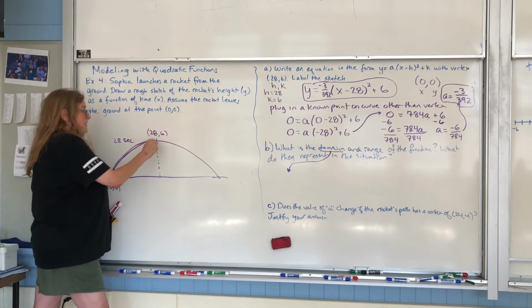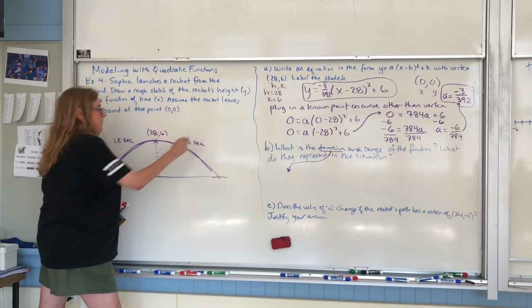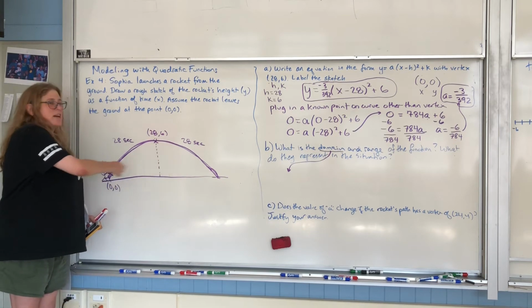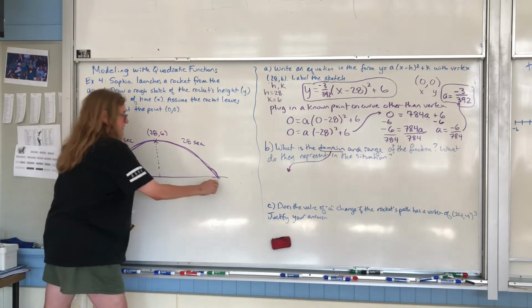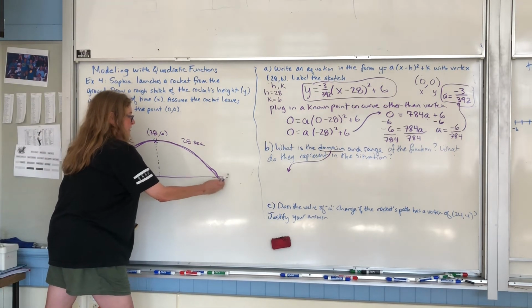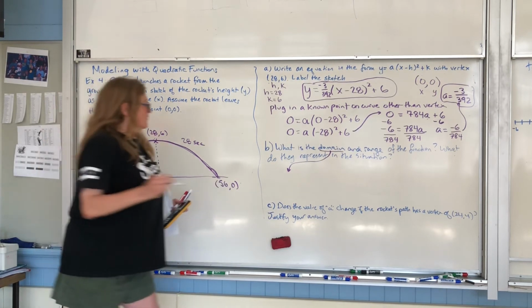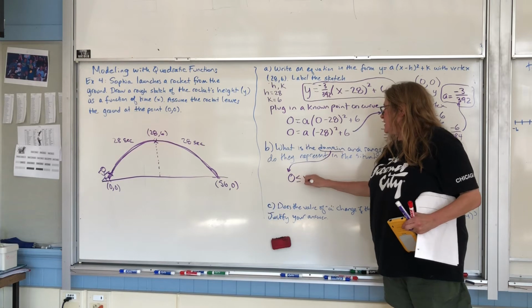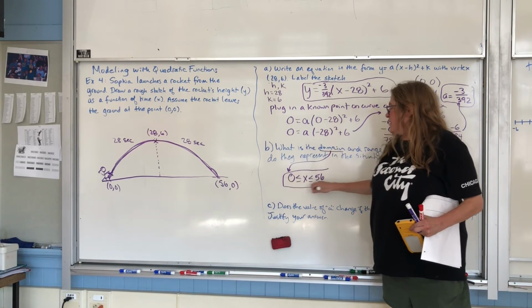And then it takes another 28 seconds to fall back down to the ground. So the only values of x here that make sense are between 0 and 56, right? 28 plus 28 is 56. So for our domain, we're going to say that x is between 0 and 56. And that's a unit of time, right?